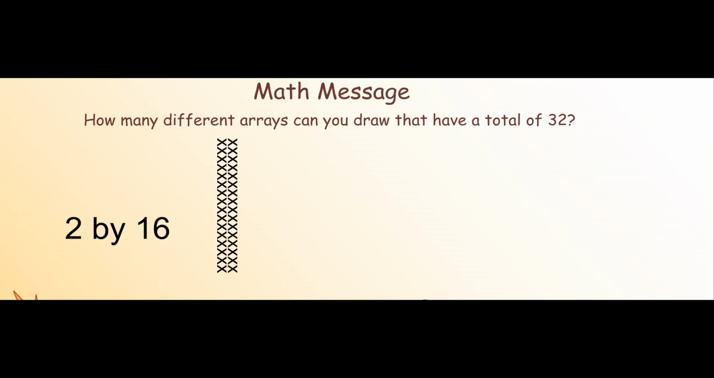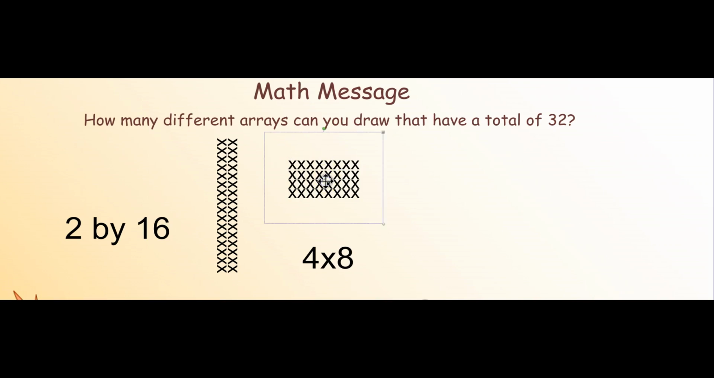What other array can we make? Did you make 4 rows of 8? Or 4 by 8 array? Or 4 times 8? 4 groups of 8. This means I have 4 rows. Rows go across, 1, 2, 3, 4, and each row has 8 in it.